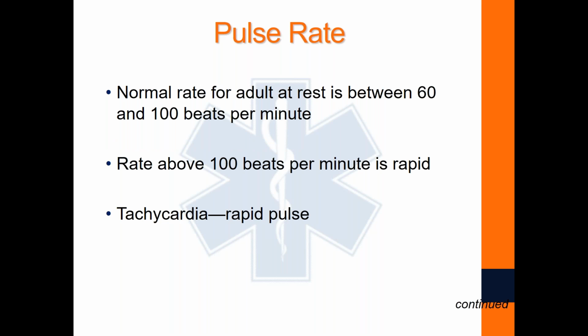So normal for a heart rate is what we call between 60 to 100 beats per minute. So if our patient's heart rate falls between 60 and 100, we're going to say that their pulse is within normal limits. If my patient's heartbeat is over 100 beats per minute, we're going to call that tachycardia.